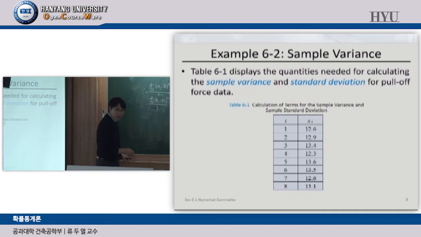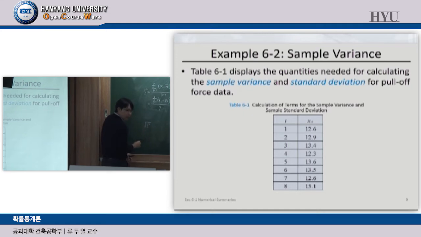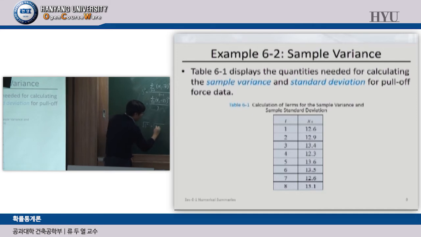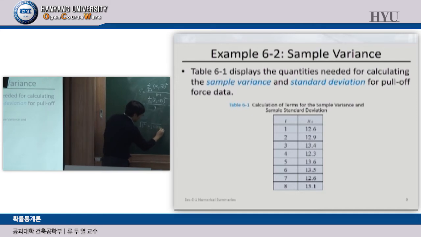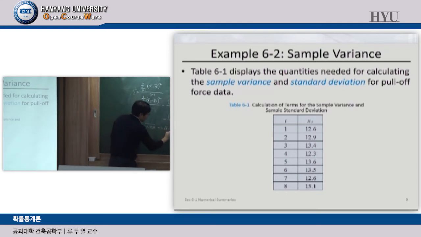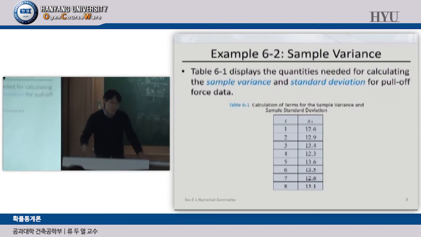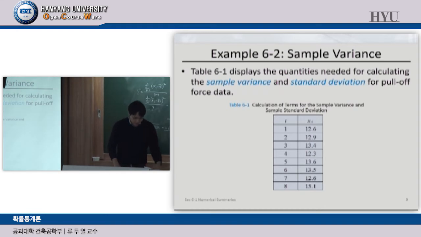And what is the sample standard deviation? That is the root of the variance, s squared. So that is equal to the root of 0.2286, that is equal to 0.48 pound. So this is a very simple example because we already know about the mean and variance.